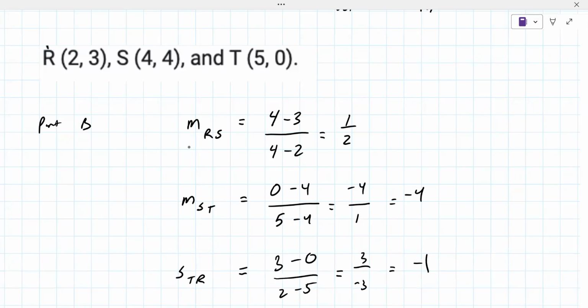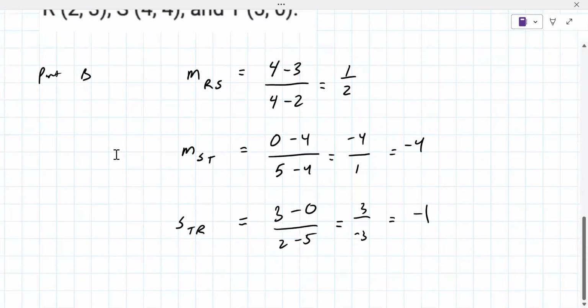Does it matter if I put 0 minus 3 and 5 minus 2? It does not. Either way is good.